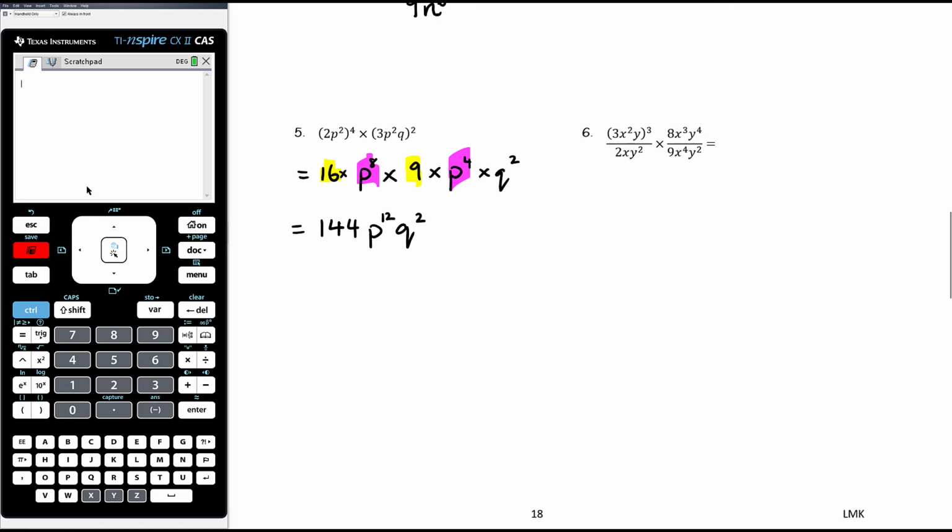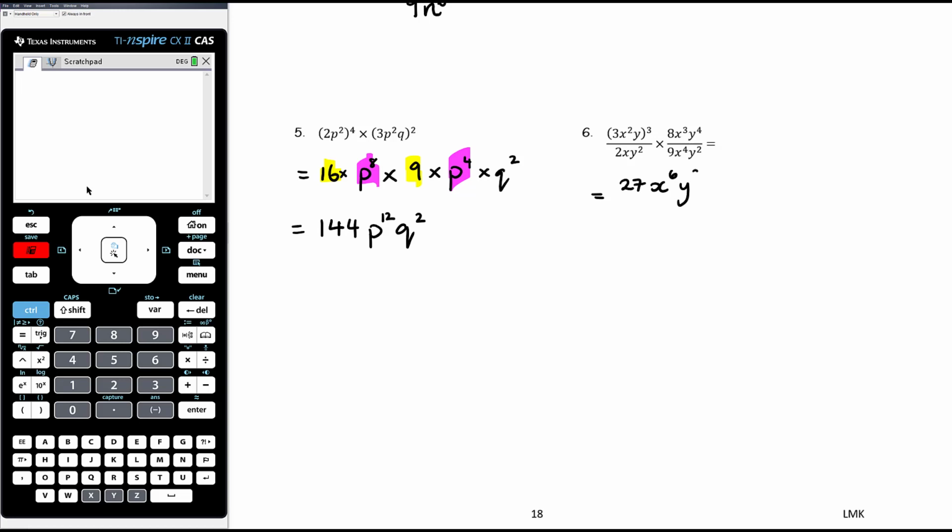Okay, example 6. So again, it's just about taking things one step at a time. I'm going to focus on the brackets first, then I'm going to focus on multiplying the two fractions together, and then I'm going to worry about simplifying by doing any division. Okay. Alright, so this is 3 cubed, which is 27. X squared and then cubed, multiplying 2 times 3 is x to the power of 6.